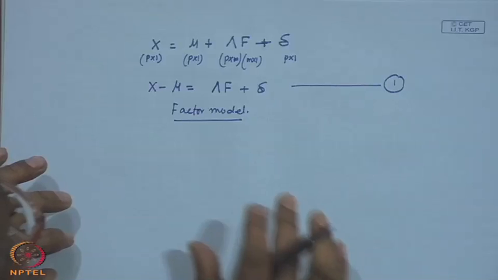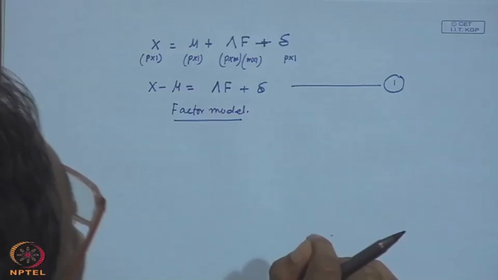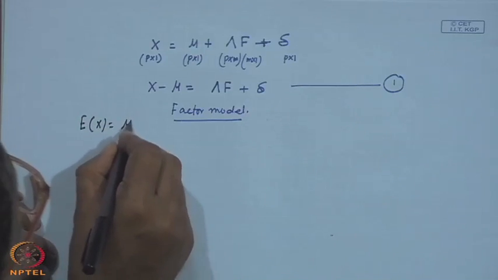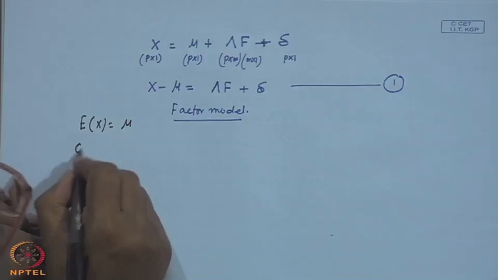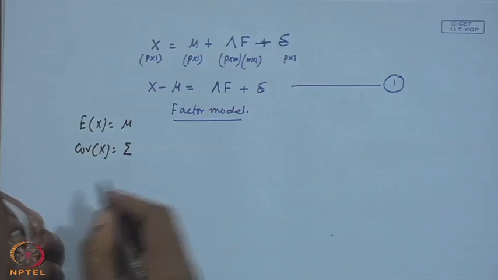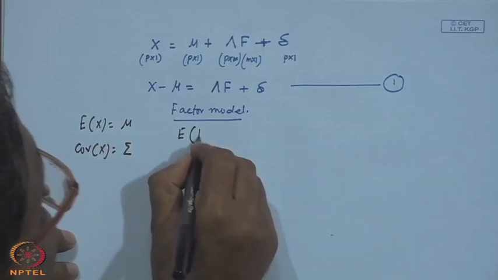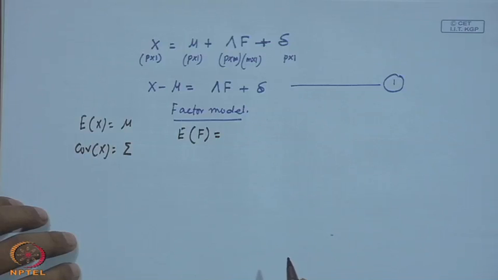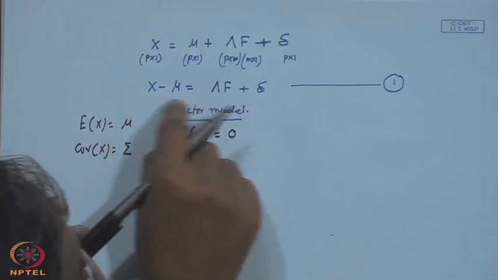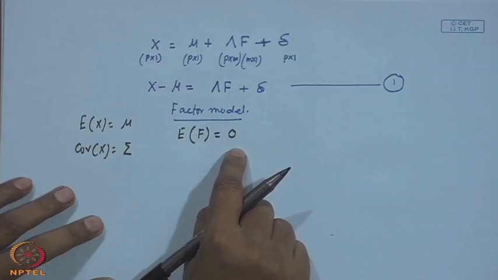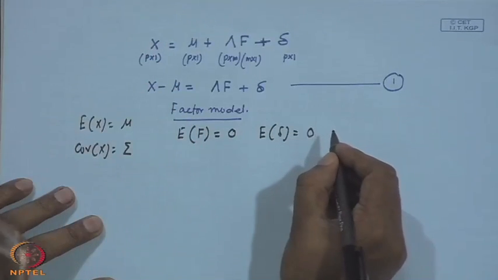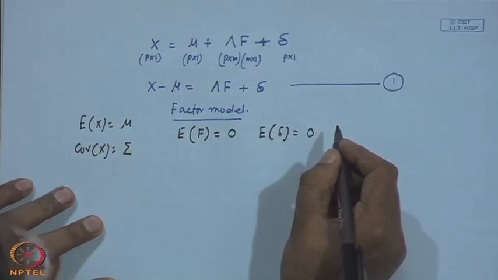This equation will be further handled through several assumptions. I think all of you know that expected value of x is mu, covariance of x is capital sigma. Now, our assumption is expected value of f is 0. The reason is here you have taken mean subtracted. So, expected value of f is 0. Assumptions: expected value of delta, that is the error term, is 0. Okay.